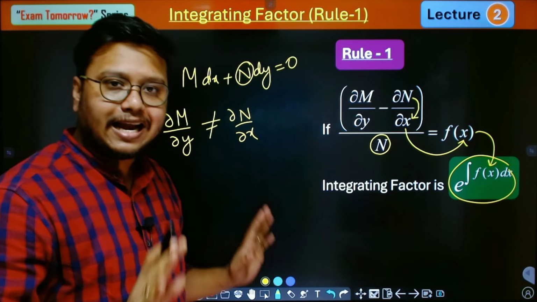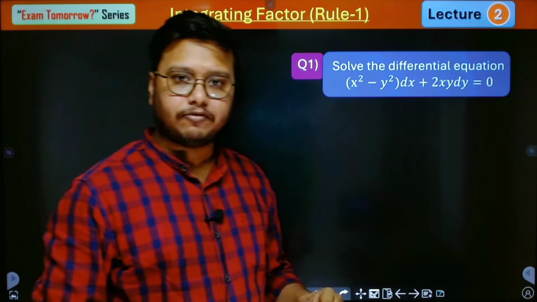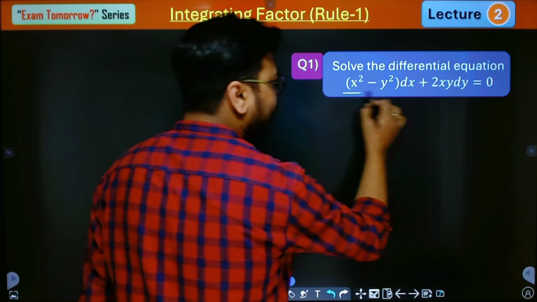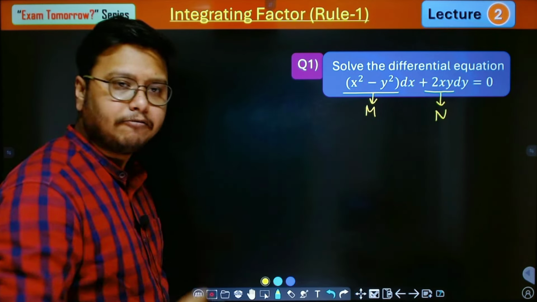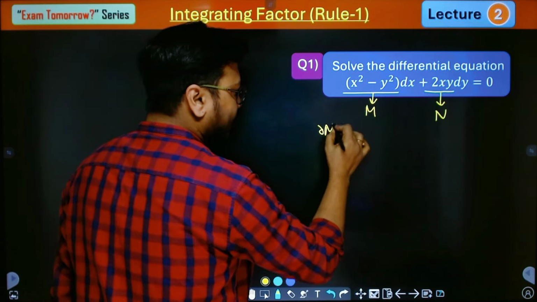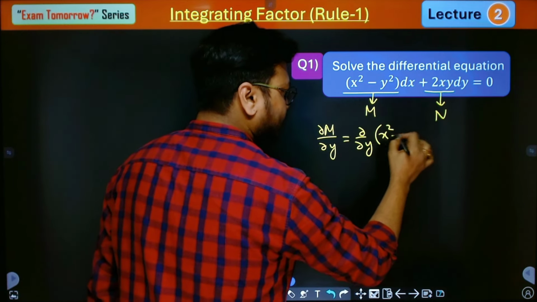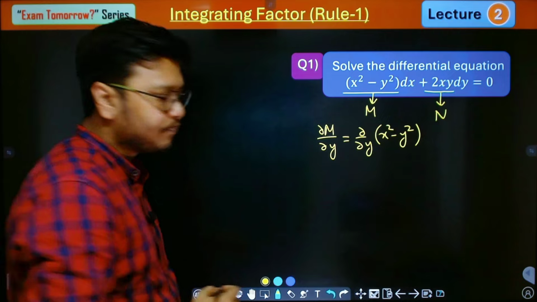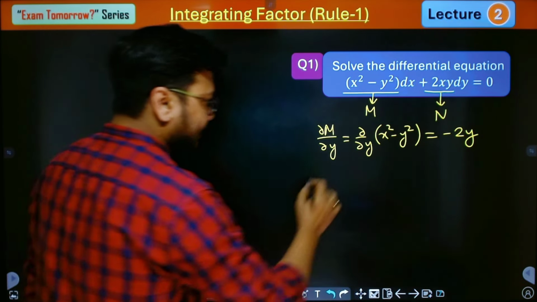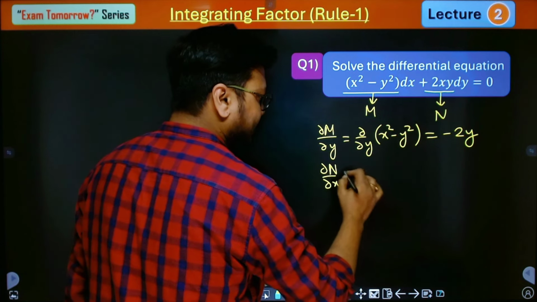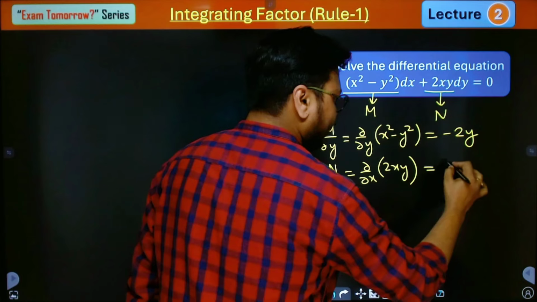So I hope this idea is clear. Now let's do a particular problem. Let's say I have this differential equation. You can understand this is my M and this is my N. The very first thing we're going to do is find del M del y. That means the partial derivative of x square minus y square with respect to y, and that is going to give me minus 2y. Then del N del x. That's del x of 2xy, and that's going to give me 2y.